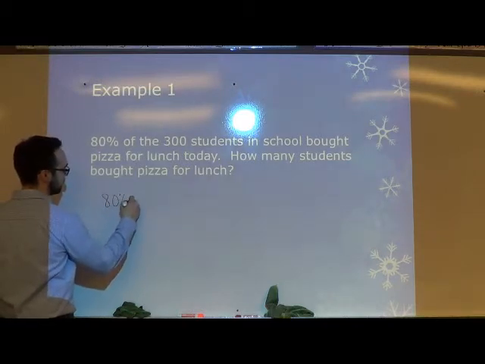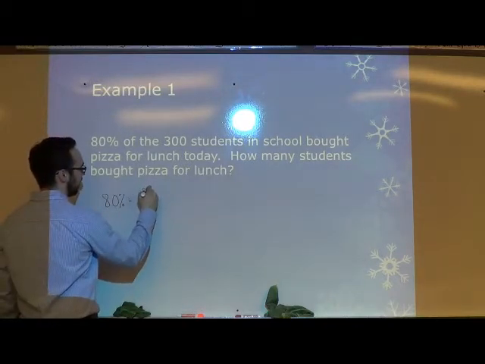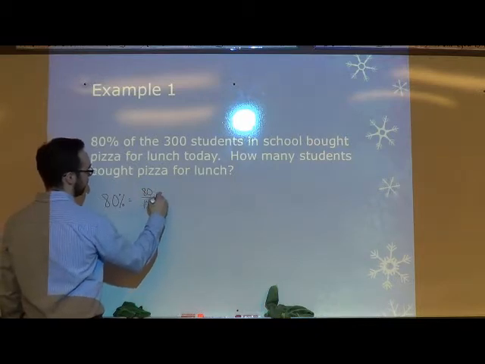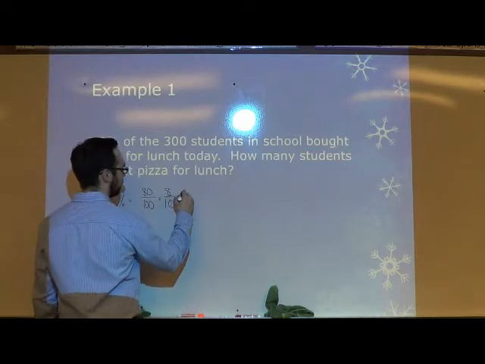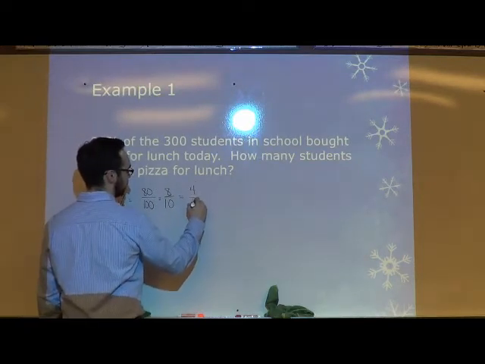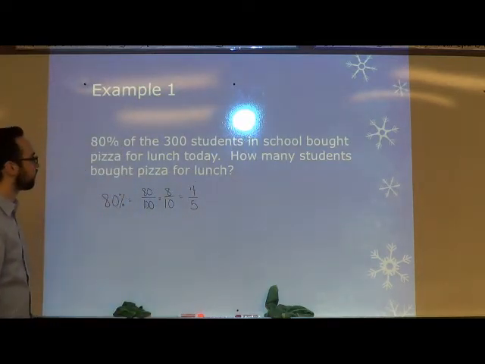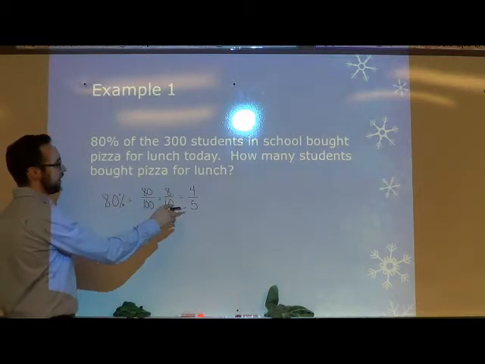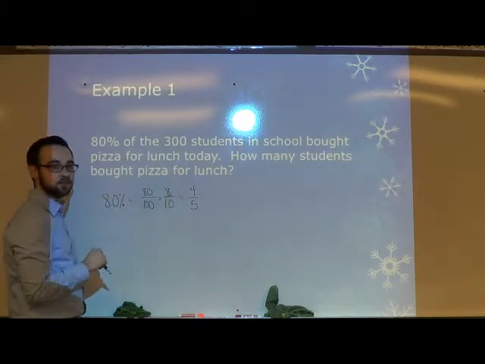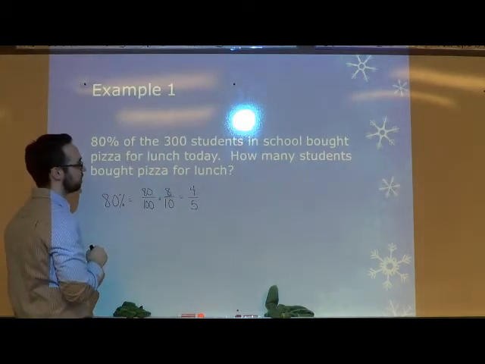80% as a fraction. So remember, 80% is 80 out of 100, which simplifies down to 8/10, which will then reduce down to 4/5. So I know that 4/5 of 300 bought pizza for lunch today.